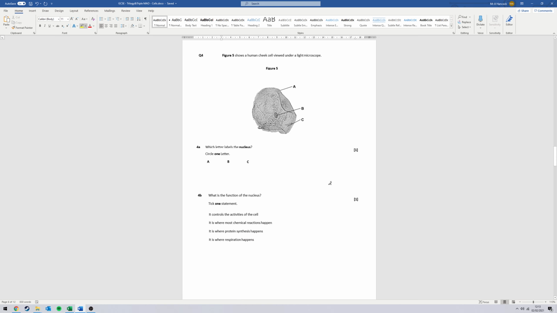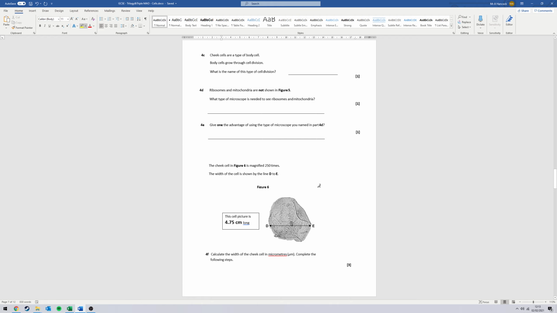Question 4. Figure 5 shows a human cheek cell viewed under a light microscope. Which letter labels the nucleus? Is it A, B, or C? 4b. What is the function of the nucleus? Tick or circle one statement. It controls the activities of a cell. It is where most chemical reactions happen. It is where protein synthesis happens. It is where respiration happens.